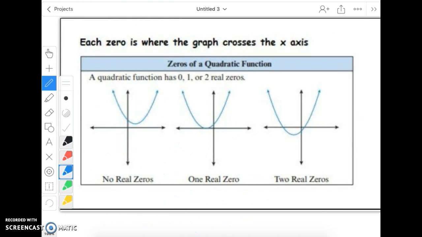Okay, now each zero is where the graph crosses our x-axis. So there are three different options. We can either have no zeros, like this first option here, where our graph is simply above the x-axis. We could have 1 zero, which means that the vertex is actually on the x-axis, or we can have 2 zeros, and that would just be where it crosses in any two places.